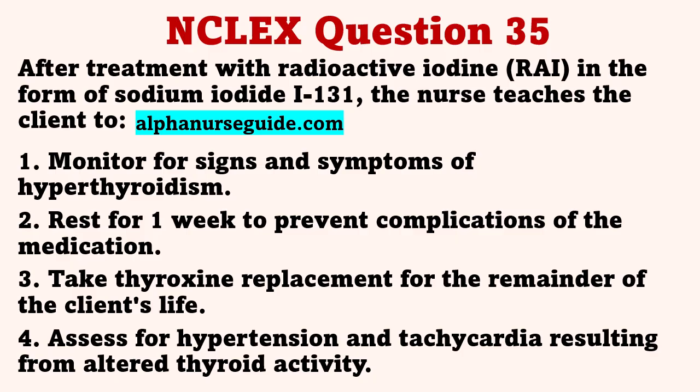The correct answer is 3. Take thyroxine replacement for the remainder of the client's life. The client needs to be educated about the need for lifelong thyroid hormone replacement. Permanent hypothyroidism is the major complication of RAI I-131 treatment. Lifelong medical follow-up and thyroid replacement are warranted.